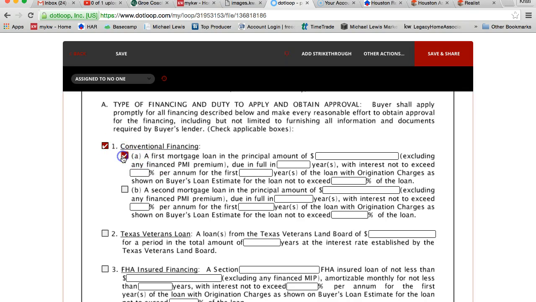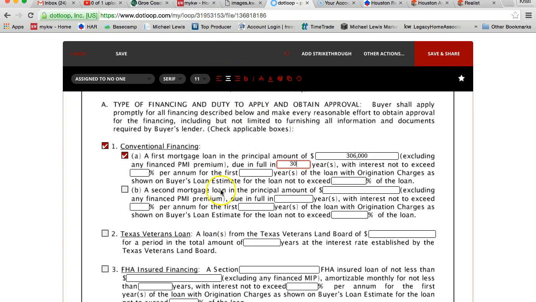I'm going to check box A, saying that it's got one mortgage, and the loan principal amount. We said our offer price was $340,000. They were doing 10% down, which was $34,000, which means our loan amount is $306,000. And any financing due in full in however many years. So if they have a fixed rate 30-year mortgage, that's going to go here.